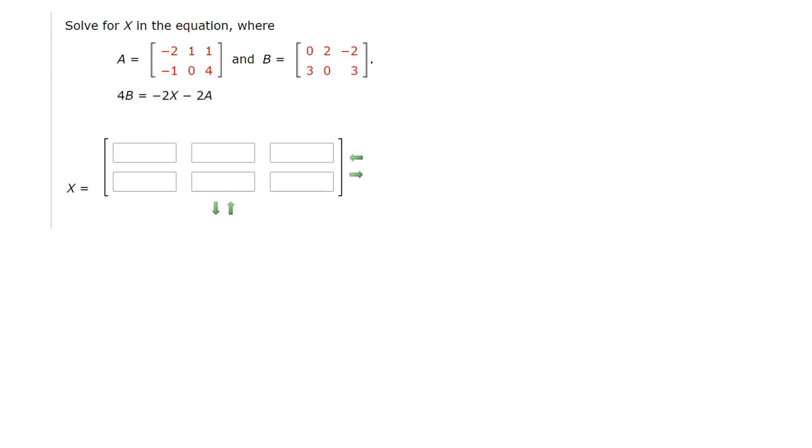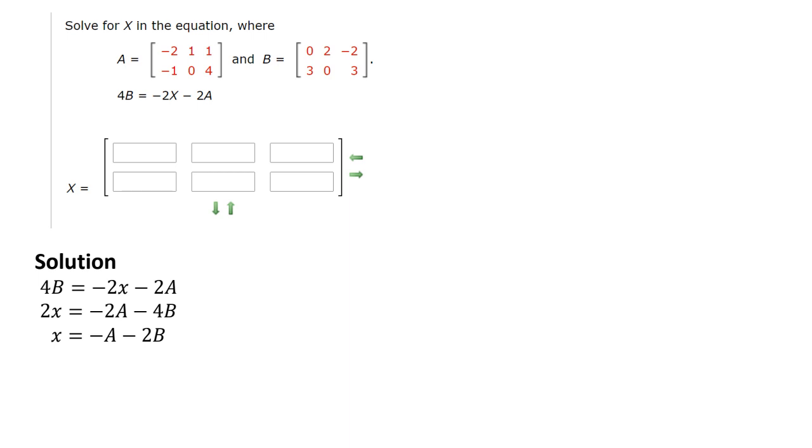So the first thing we have to do is solve for x, which is what they want us to do. So 4b is equal to -2x minus 2a. If I move the 2x to the other side and the 4b to the other side, and then divide by 2, I have this: x is equal to -a minus 2b. So now let's do that.